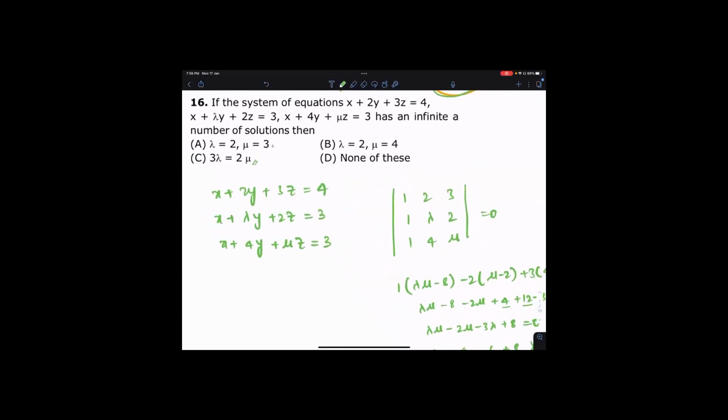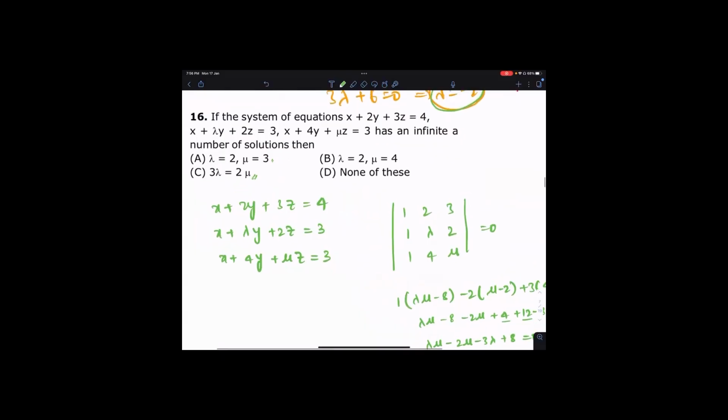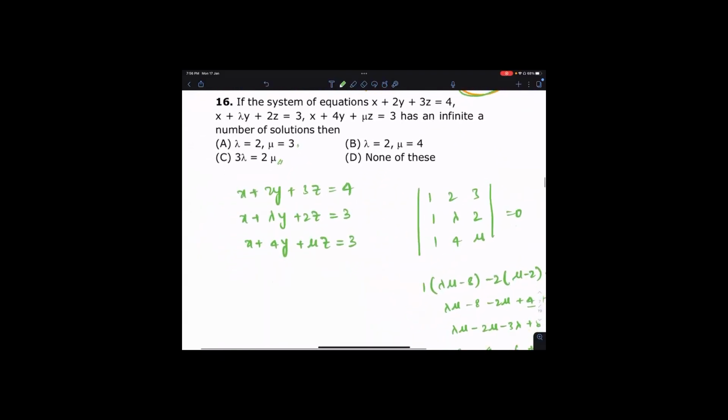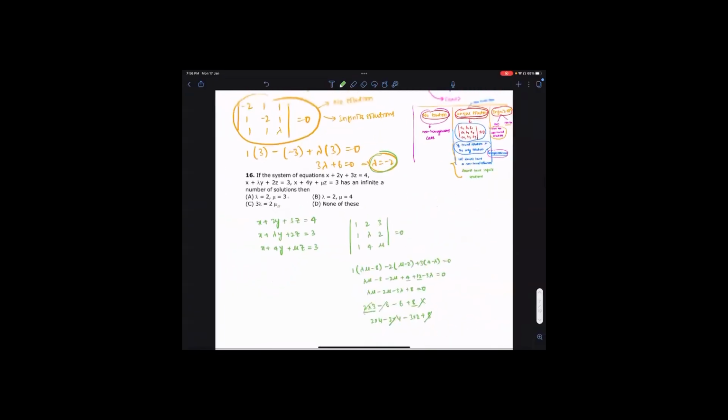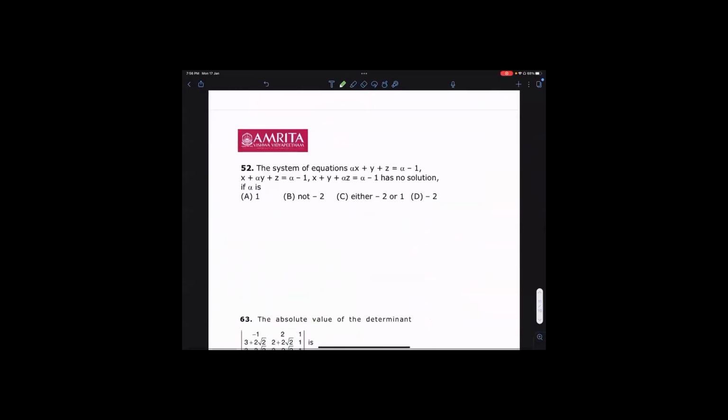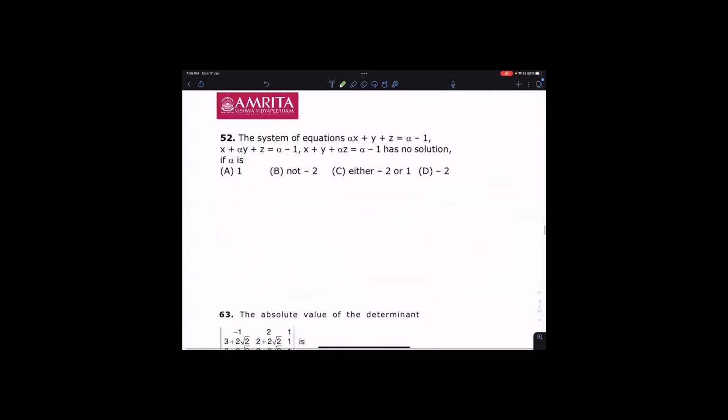I think none of this should be the answer, unless we have written something wrong in the question. Lambda 2, 1, 4. Yeah, that should be it. I'll just see for more appropriate question. Let us see question number 52.